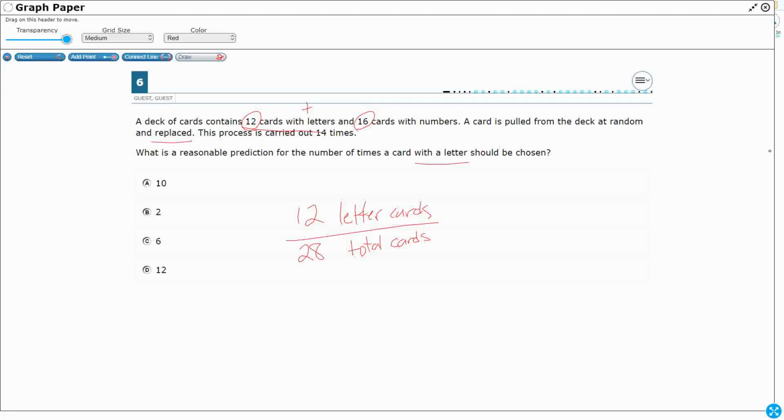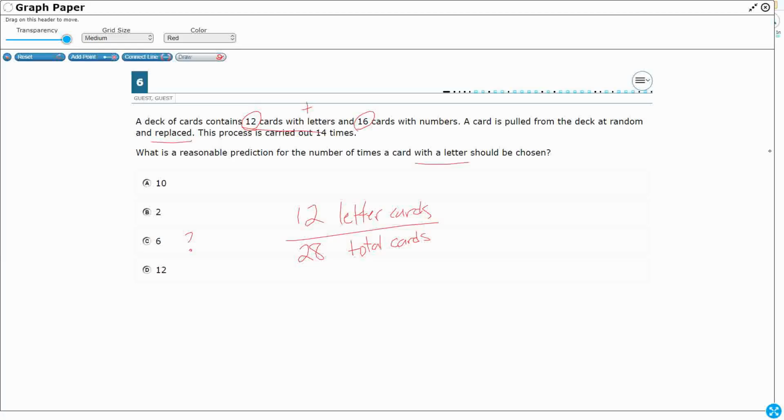So 12 out of 28, slightly less than half of my cards, are going to be my letter cards, and I need to carry this out 14 times. An exact half would be 14 out of 28, so it's going to be slightly less than half of 14. So right now I'm already looking at that because half of 14 is 7, so a little bit less than half would be 6. But how do we know for sure?